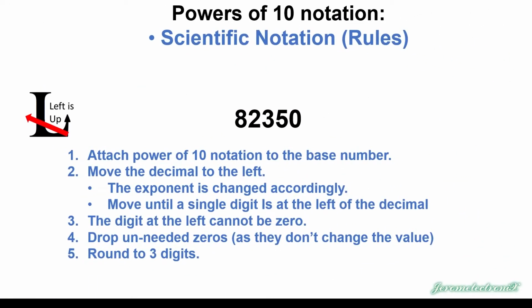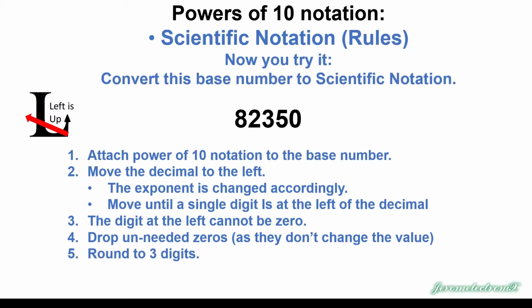All right, here's another number. We need to convert this one to scientific notation as well. 82350. What I'd like you to do is see if you can do it on your paper, your worksheet, before I give you the answer. So I'm going to give you a little time, not much. See if you can use these rules to convert this number to a scientific notation number. By the way, I may go faster during this presentation than you're comfortable with, but you can always pause the video as well.